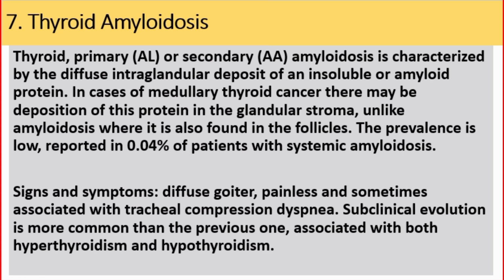Signs and symptoms: diffuse goiter, painless, and sometimes associated with tracheal compression dyspnea. Subclinical evolution is more common than the previous one, associated with both hyperthyroidism and hypothyroidism.